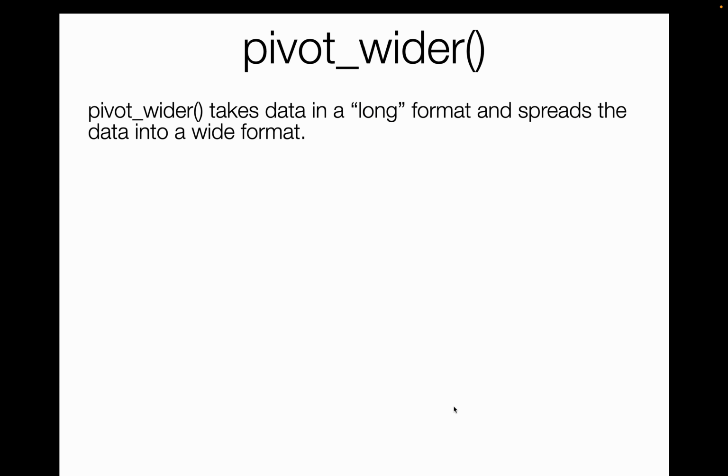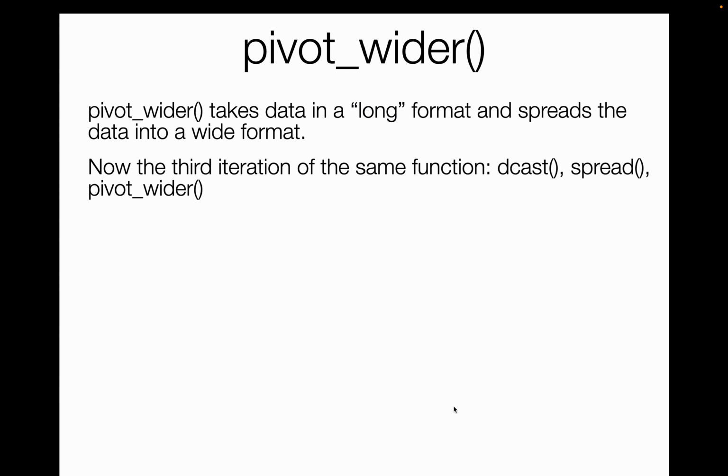Okay. Now, pivot wider is the opposite. It goes from a long format back to a wide format. It also went through 3 iterations: melt and dcast, so melt and cast, sort of like blacksmith-ish terms. Then it was gather and spread. Now it's pivot wider and pivot longer.